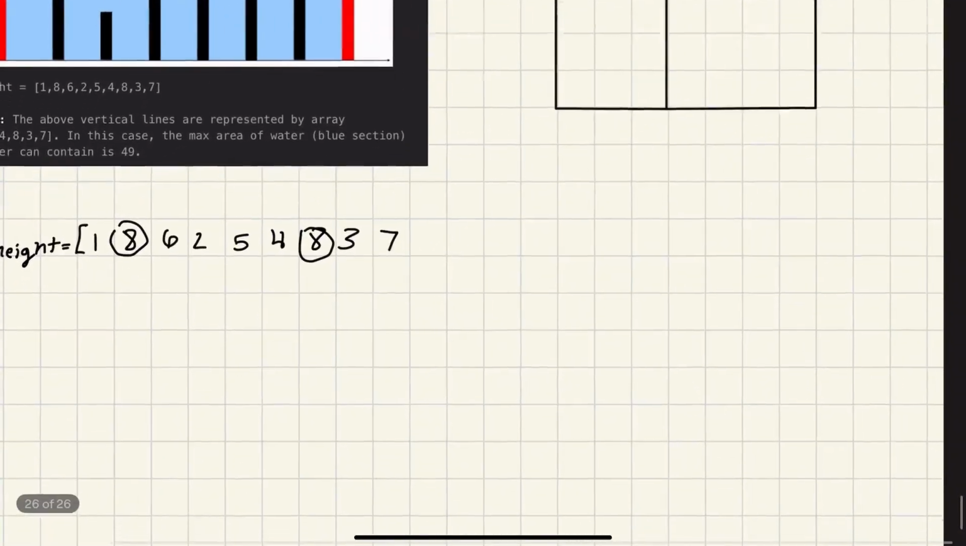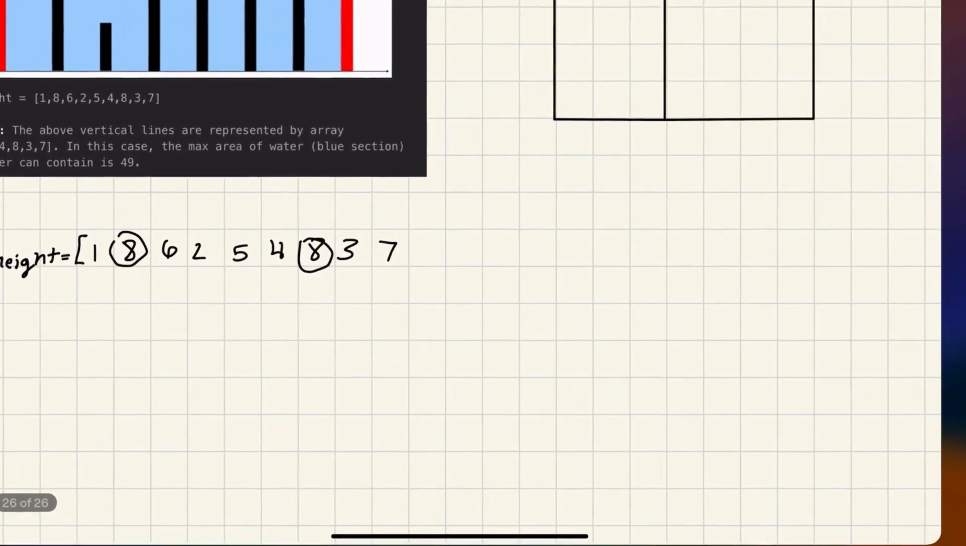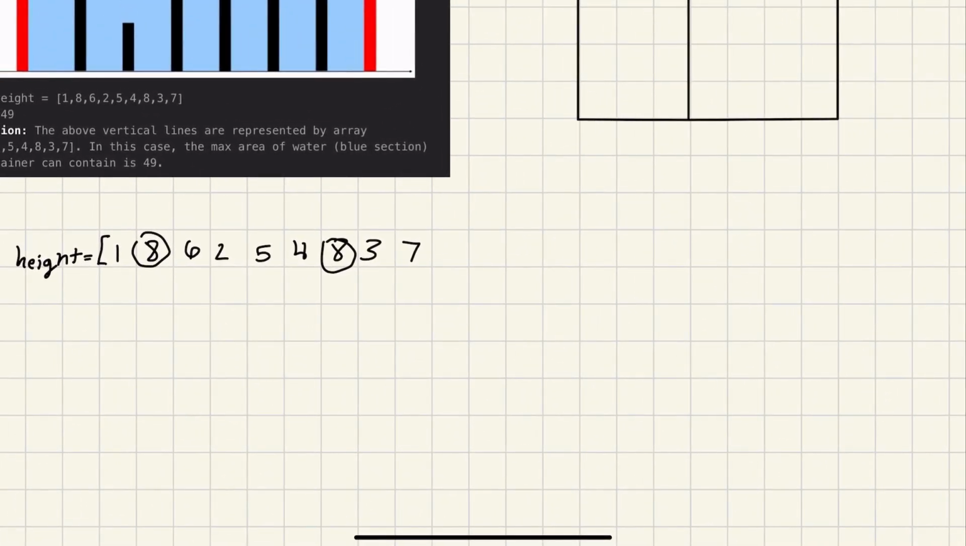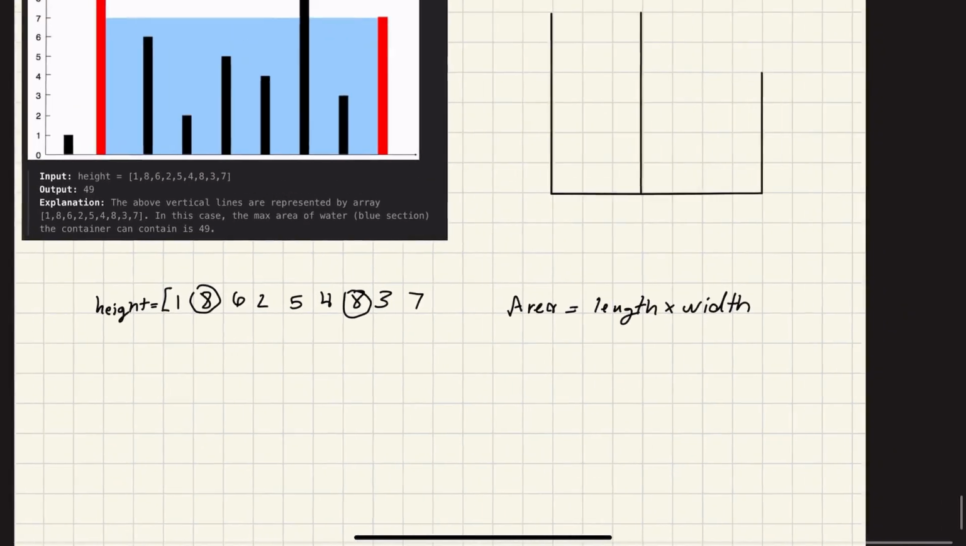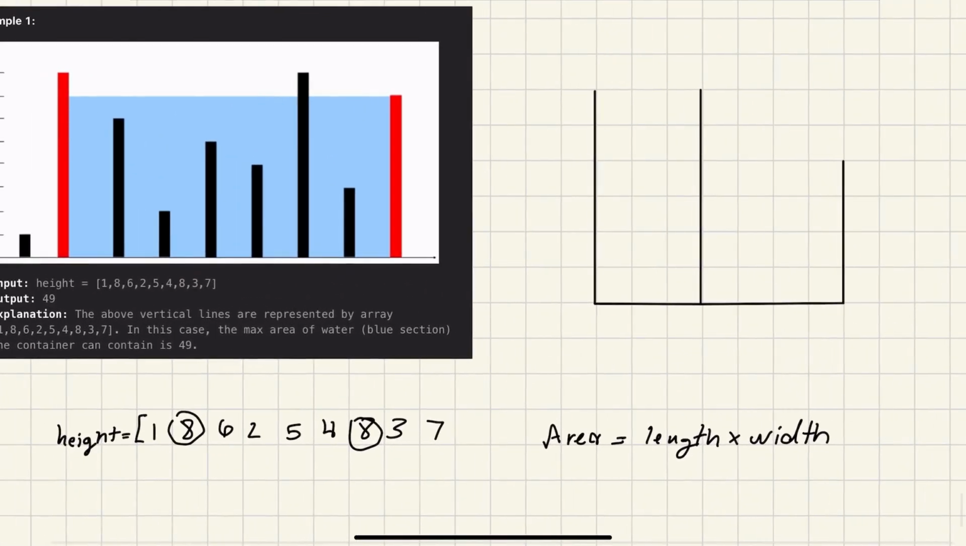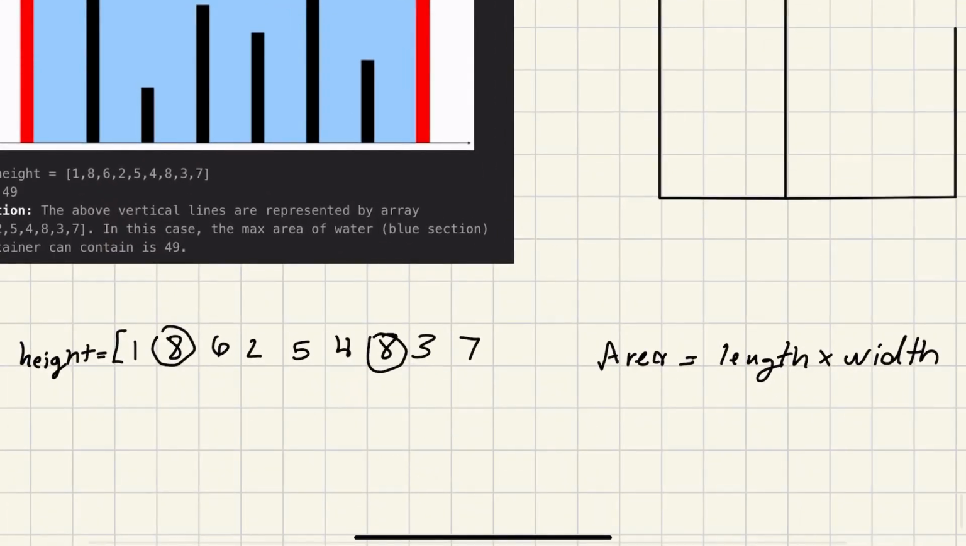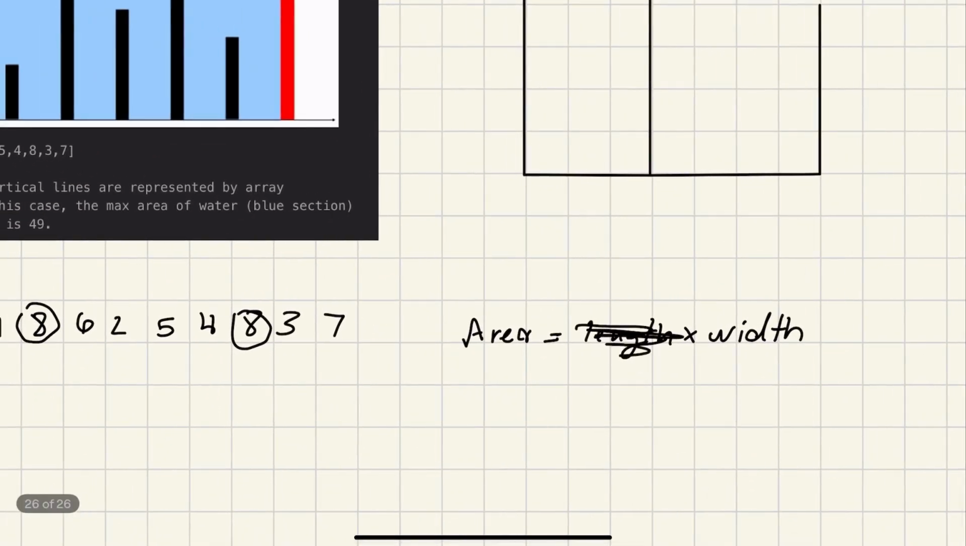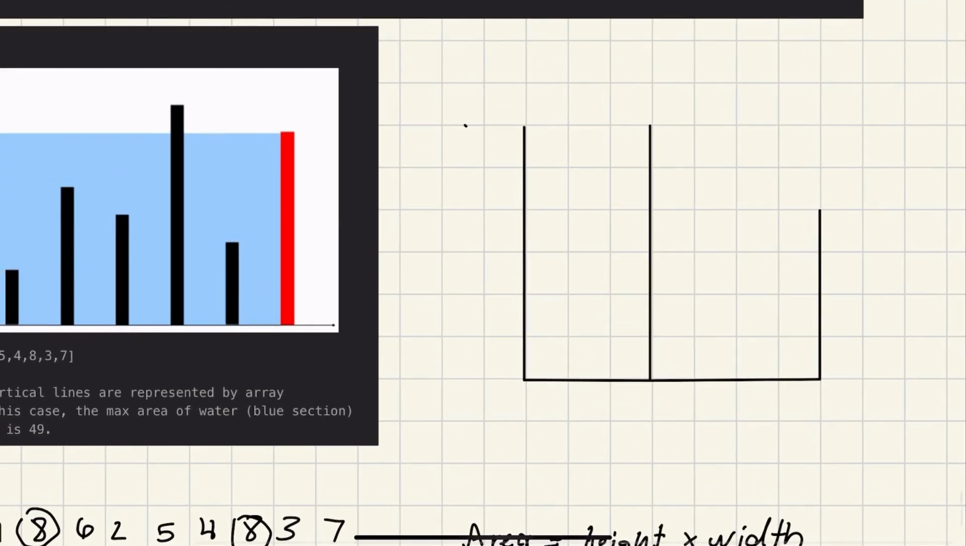Because remember, we are only worried about a 2D area. So area would end up being length times width. Okay, now what is length and what is width? Well, instead of length, let's use height. That makes more sense in this context. Height is how tall this container is.